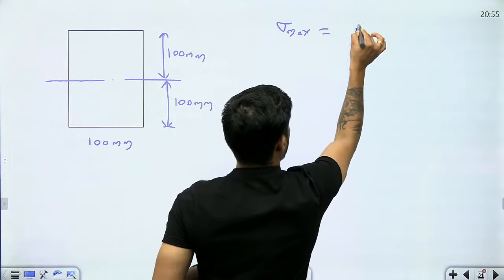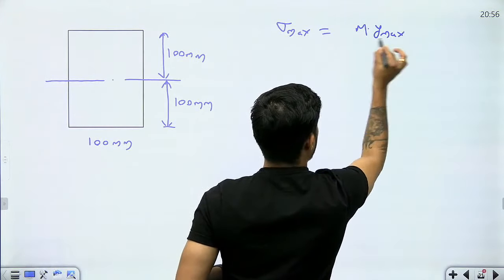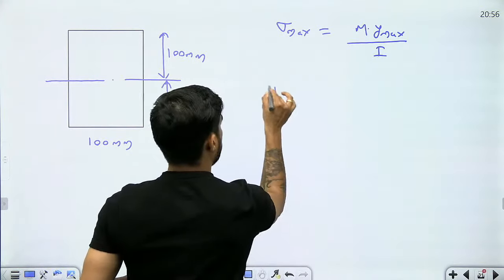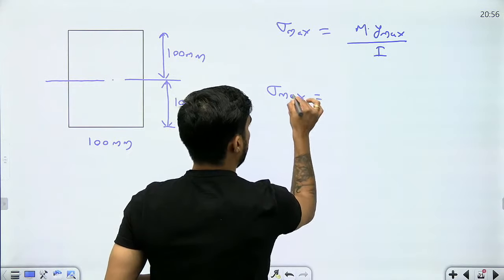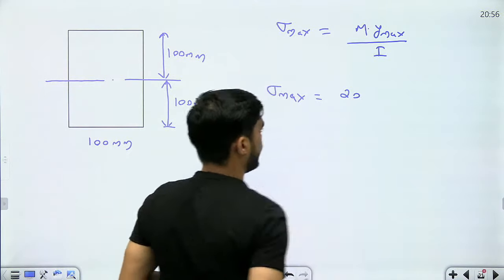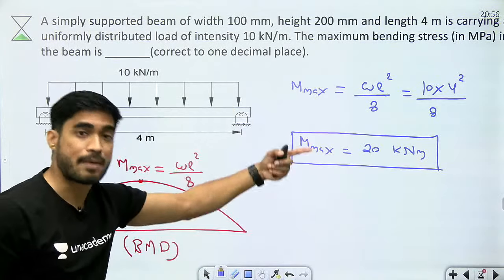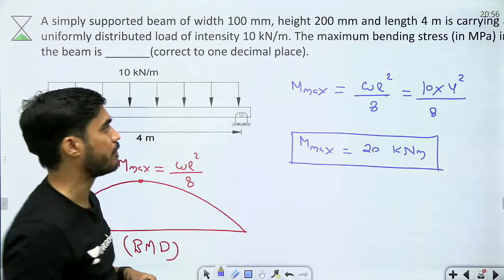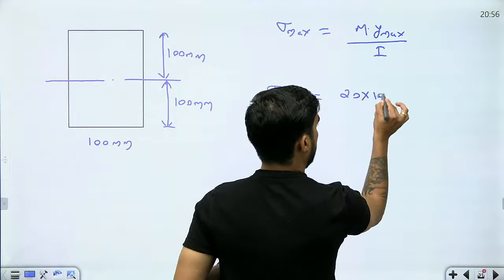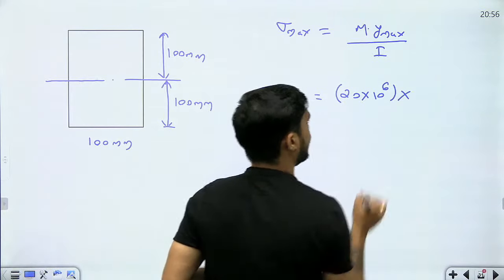Sigma maximum here will be M into y maximum by I. So what will sigma maximum be here? M is 20 kilo Newton meter; convert it into Newton mm, from kilo Newton meter to Newton mm. So it will be 20 into 10 to the power 6 Newton mm.